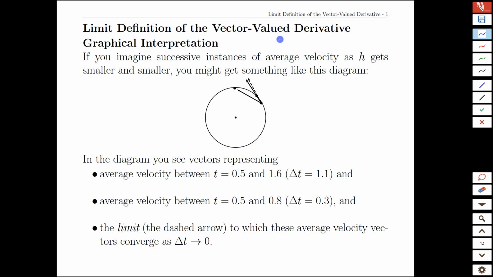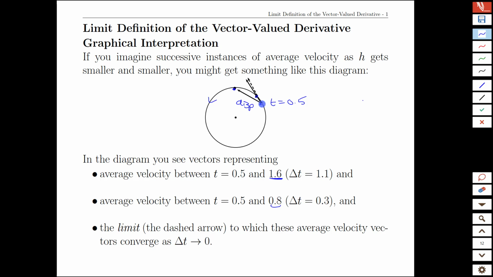We've now seen the limit definition for a vector valued derivative of a parametric curve. It's worthwhile thinking about the graphical interpretation of this for a moment, though. Imagine we have a ground point, here it happens to be of our unit circle moving around counterclockwise and starting at a fixed point of t equals 0.5. And what we studied earlier was the displacement if we travel to another point, say 1.6 in time. Also, if we travel to another point, 0.8. And then we imagine taking smaller and smaller time intervals.